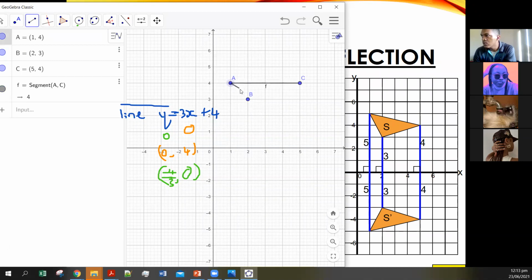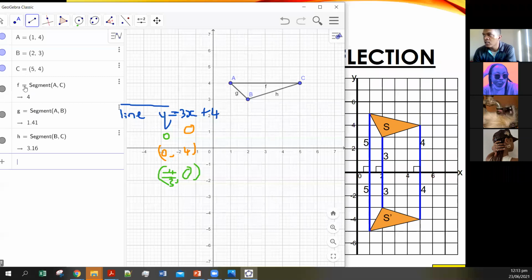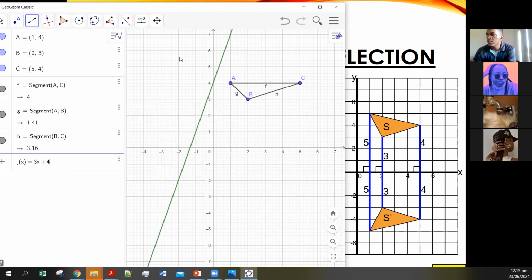Please note it's slightly different from what we have in the paper over here. So now we have already F, G, and H taken, so I have to give my function another name. So I'll say J of x equals 3x, and then we said 3x plus 4. So there is my line. I'm just going to remove the drawing so that you can see. So this is the line that we have now said, the 3x plus 4.